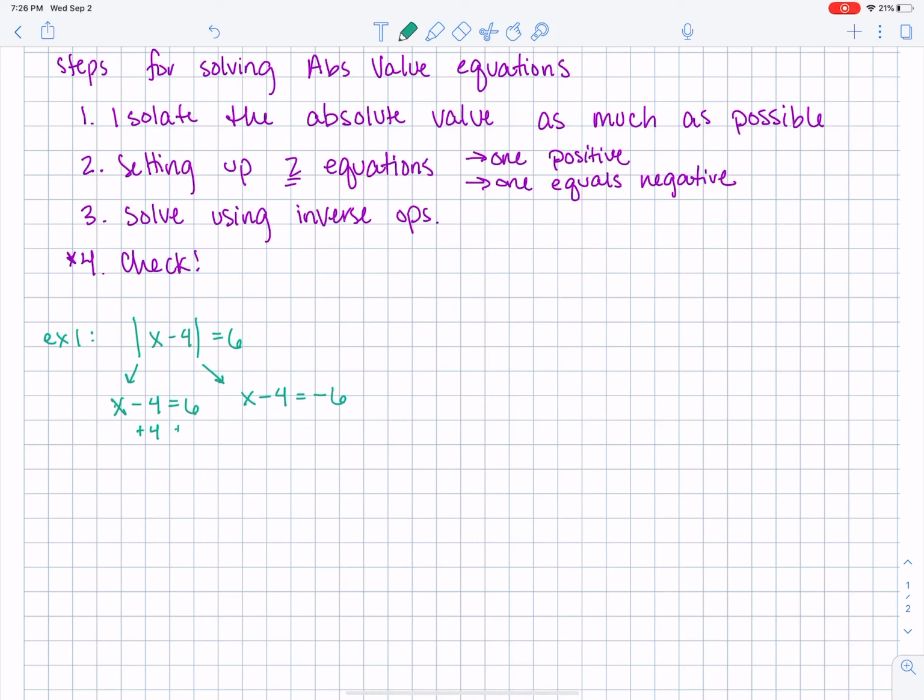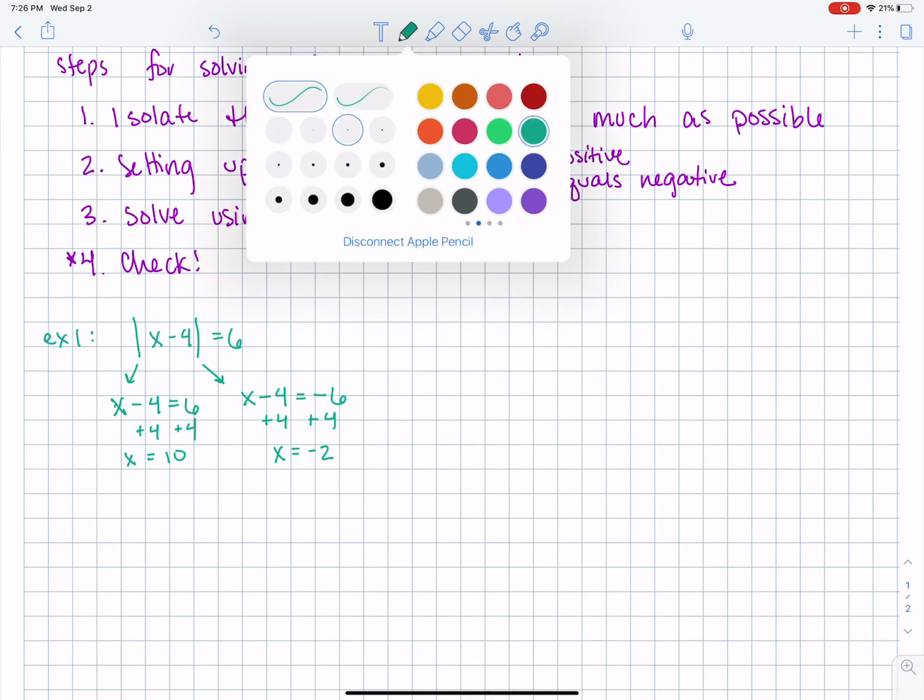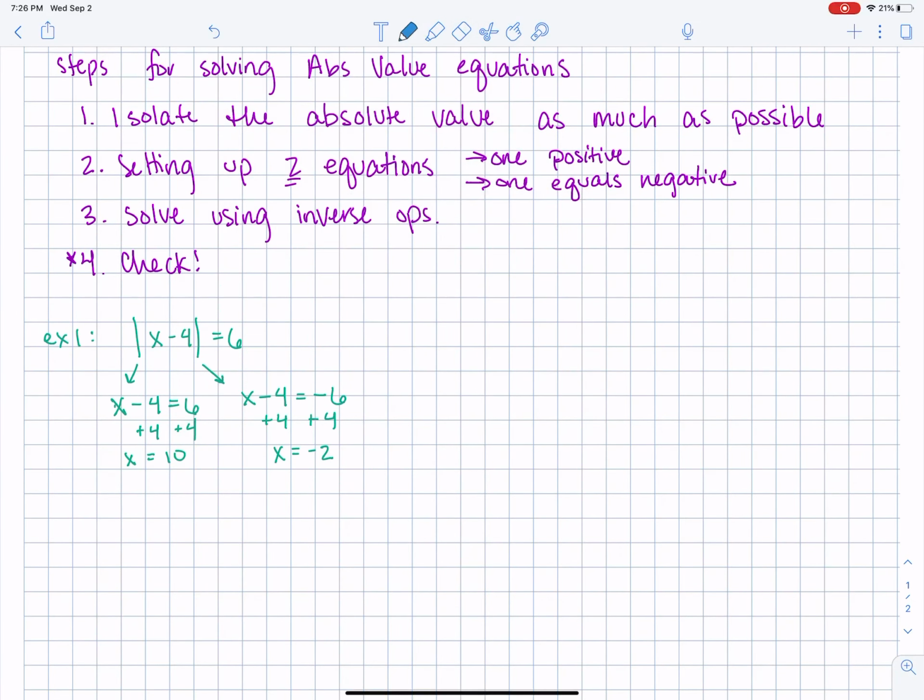All right, so now we're going to solve these. My inverse operation is add 4. x is equal to 10, so that's one option. And when I add 4 to this one, x is equal to -2. Before I box these, I'm going to check my work over here on the side just to prove it to you.